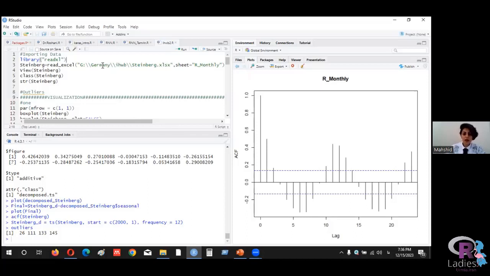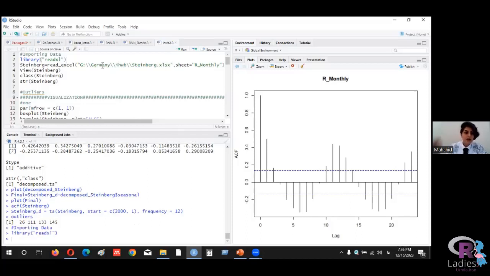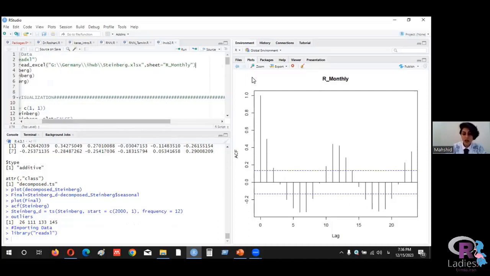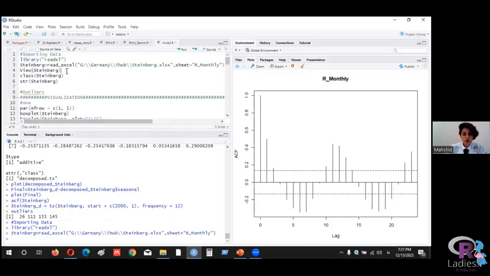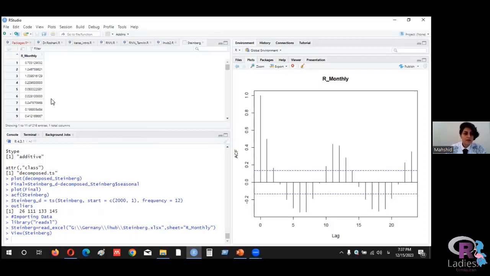Okay, first of all, by using the readxl package, I've imported our time series. Here we have a monthly time series of a hydrometric station in Germany called Steinberg. It contains 260 observations.